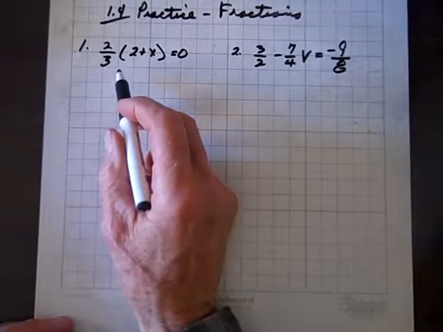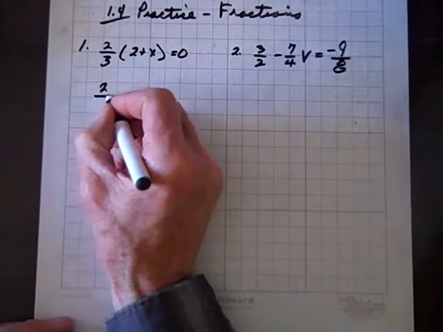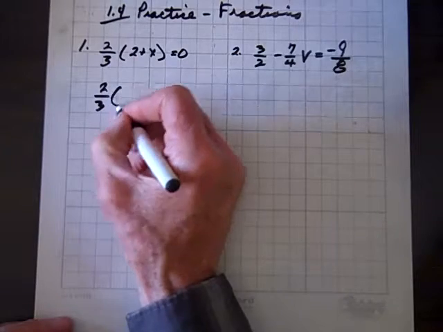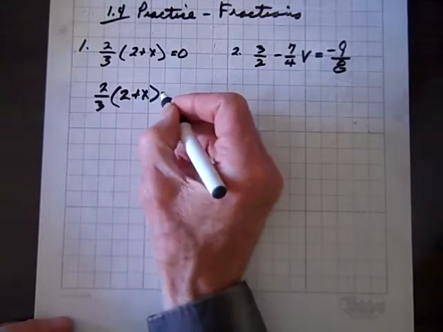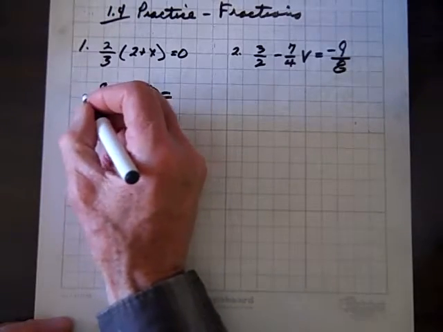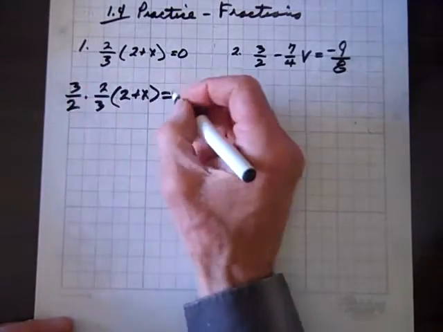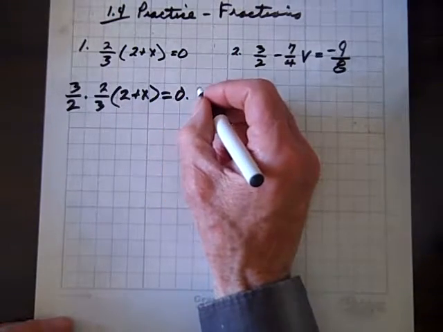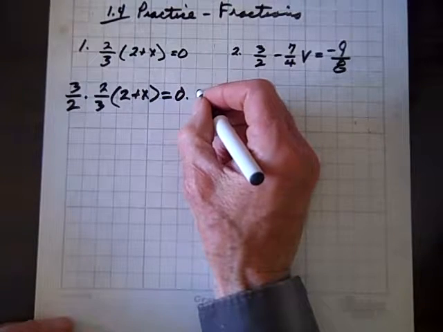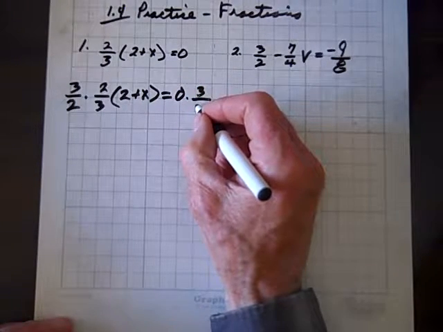Well, I'll tell you what. Let's multiply both sides by the reciprocal of 2/3, and the reciprocal of that is 3/2. And the reason you multiply by reciprocals is because when you multiply by reciprocals, your product is 1.